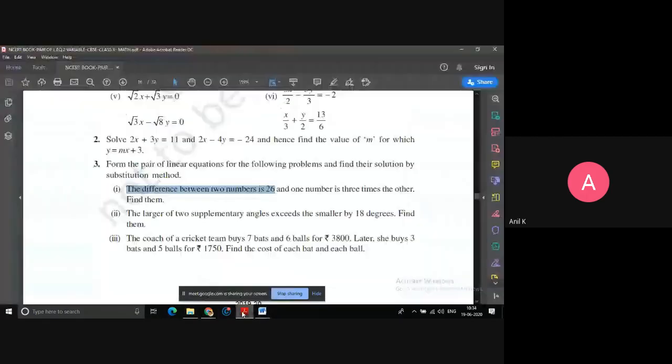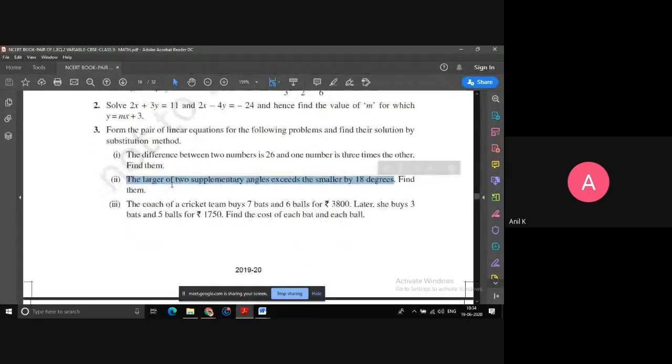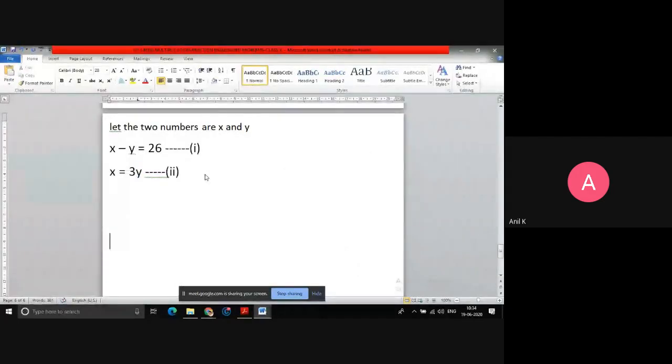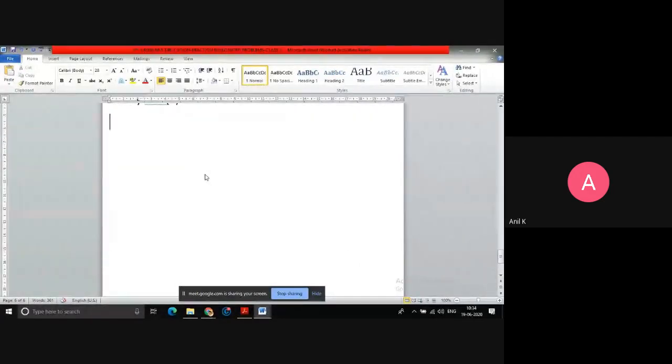Okay. Next. The larger of two supplementary angles exceeds the smaller by 18 degrees. Find them. Okay, it's surprising, there is only one condition given. The larger of two supplementary angles exceeds the smaller by 18. So in the definition itself, the condition is given. Supplementary angle. So what is the condition for supplementary angles? Anyone? If two angles are supplementary, what do they have to satisfy?